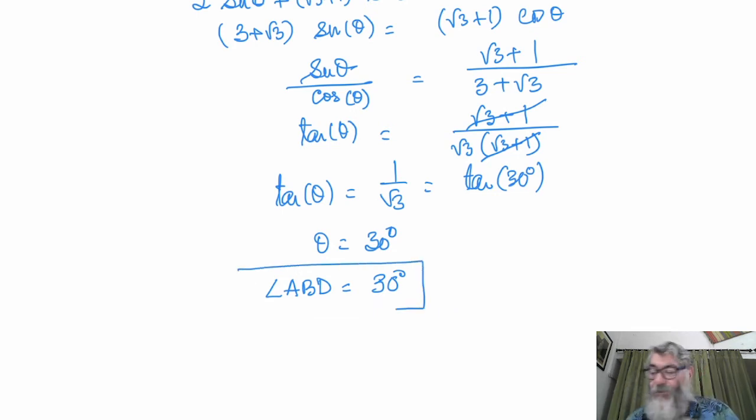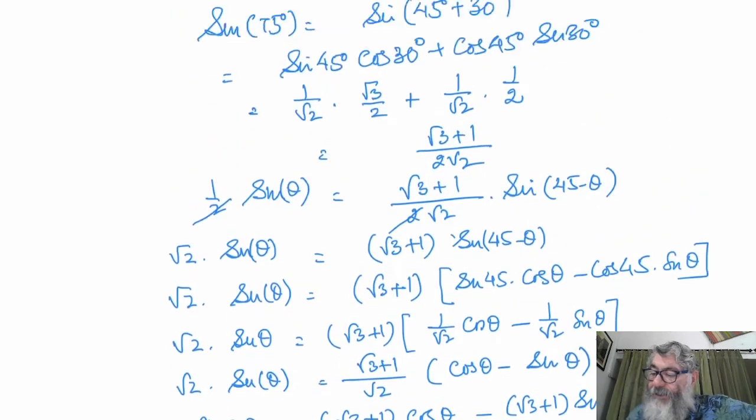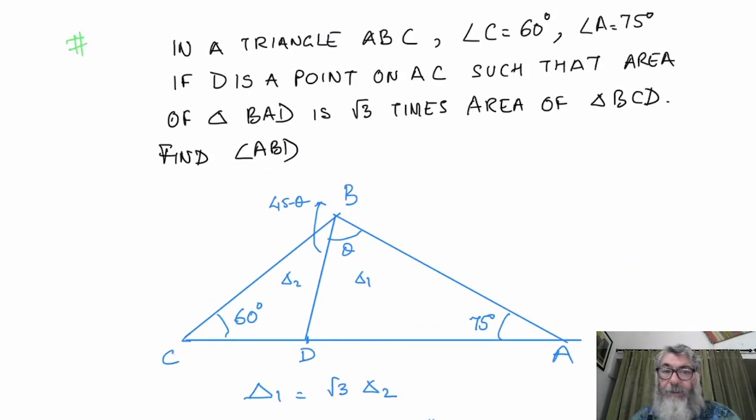Okay, let's go through the question once more. He says in a triangle ABC, as you can see in the figure, angle C is 60 degree, angle A is 75 degree. D is a point on AC such that the area of triangle BAD, the bigger area, is root 3 times the smaller area. D is taken in such a manner that whatever the bigger triangle formed, that will be root 3 times the area of the smaller triangle.